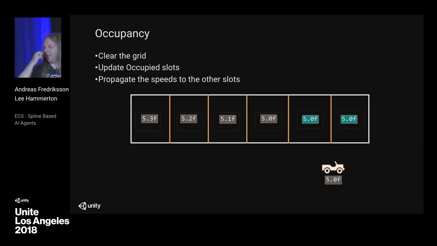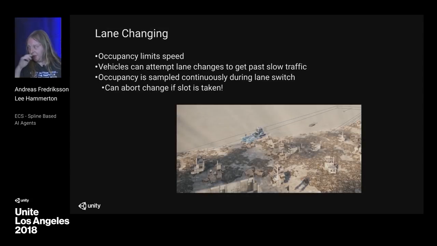What you should be able to realize here is you can sample this grid, and a car could determine that if I'm looking at the first space, the fastest speed I can go and safely not hit a car in front is given by that slot at the beginning of the road. And so we use that for moderating speed, and we can also use this for lane changing.